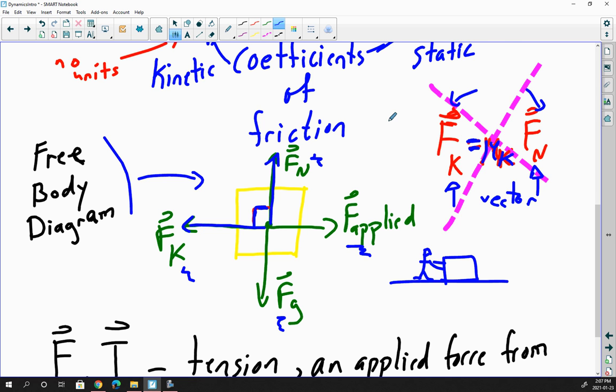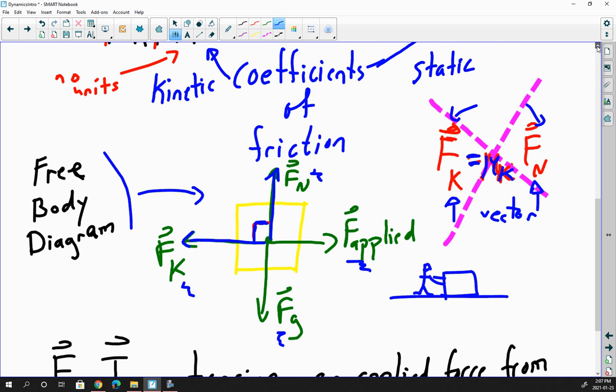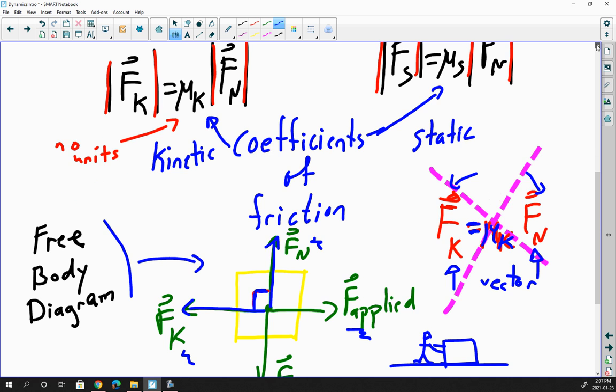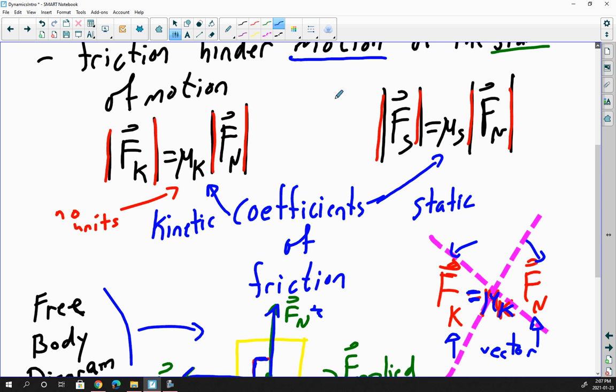So what are we left to do? We're left to only equate magnitudes of vectors, not the direction.